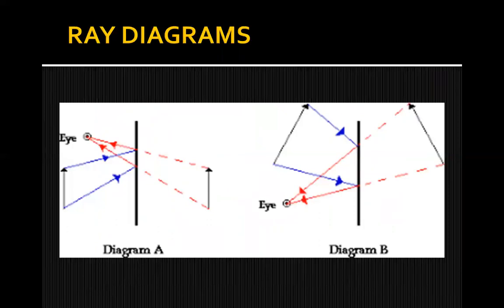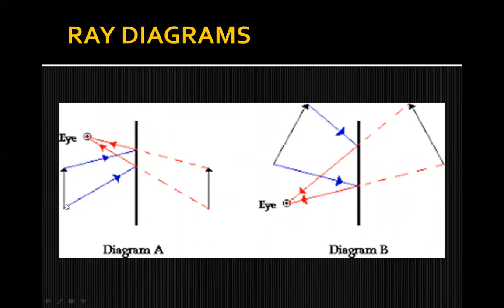Now this slide is very important. If you see here in diagram A, I have placed the eye above and the object down. Now it should be clear to you, if in any question these rays are not visible to you, you have to draw these reflected rays. Only the object is there and the eye is here.